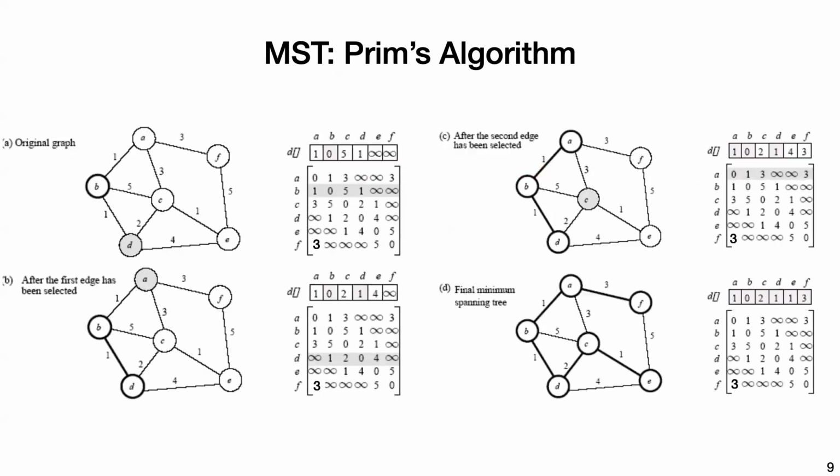This is just an example of how you would run it. For example, let's take D as the starting vertex. The vertices are A, B, C, D, through F. And we start with vertex D, and then we look at the neighbors.